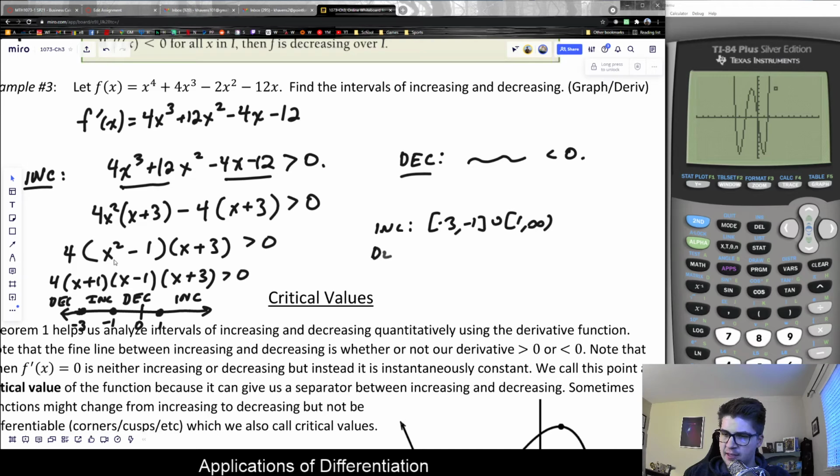And it's decreasing on the other intervals, from -infinity to -3, including -1 to 1.